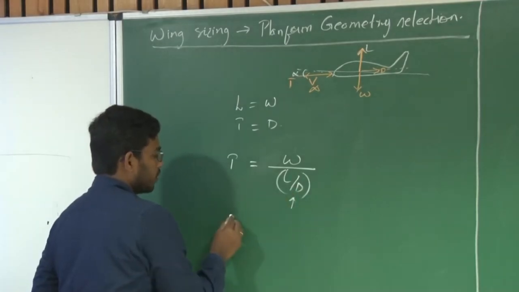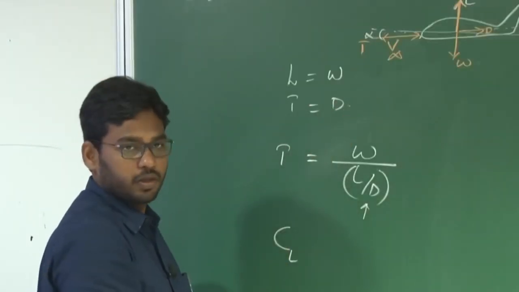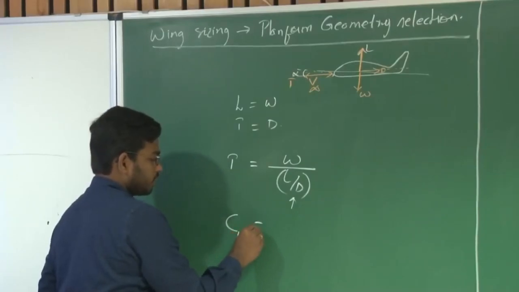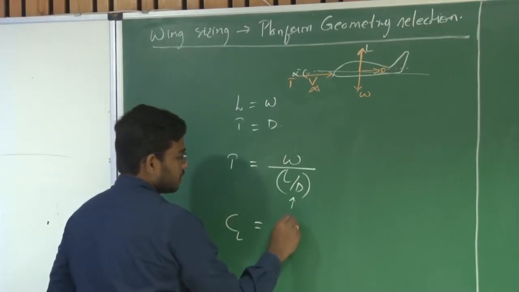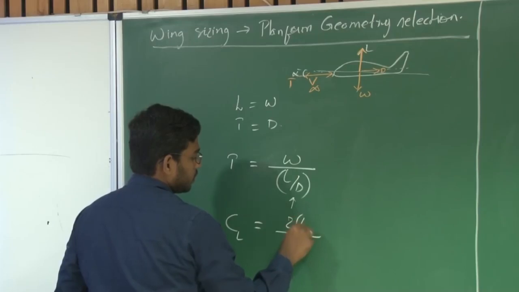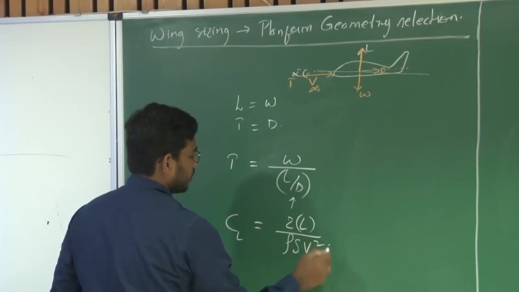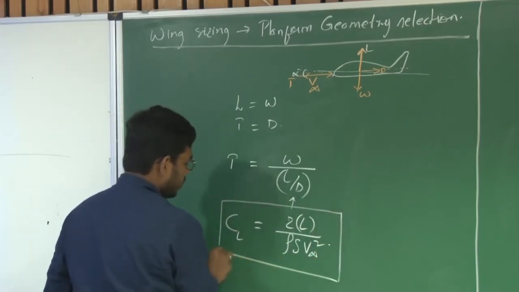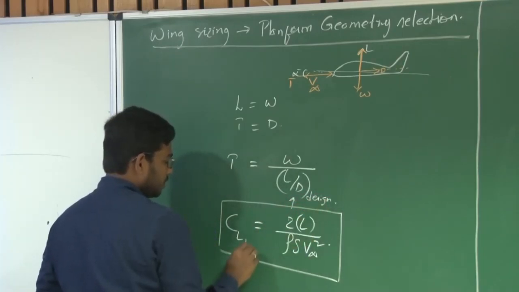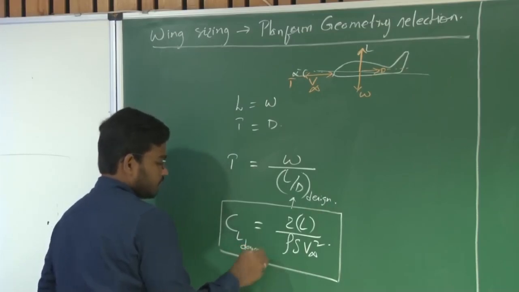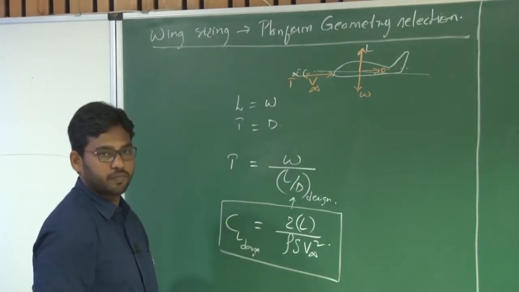When doing so, you also decide what the lift is during that particular phase of flight. You can express the same as a non-dimensional parameter CL, which is 2 into L by rho S into V infinity square. So for this particular design L by D, there is a design CL. The design CL is considered as an input while performing this wing sizing.